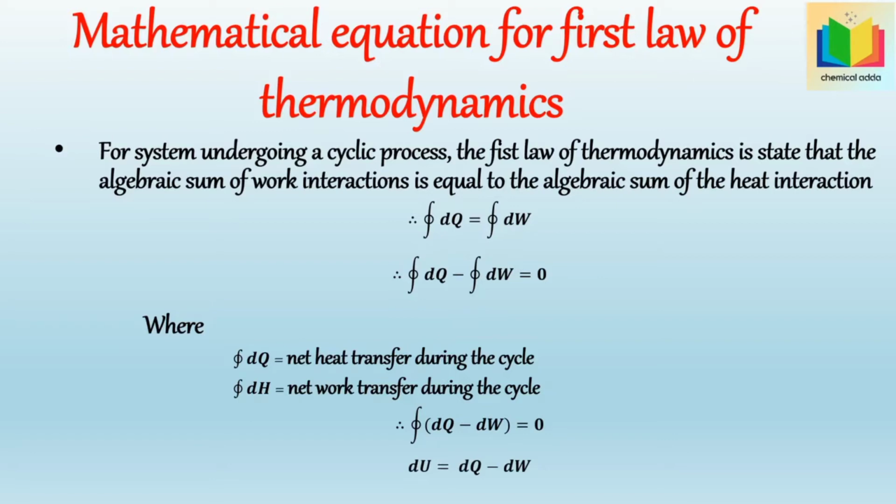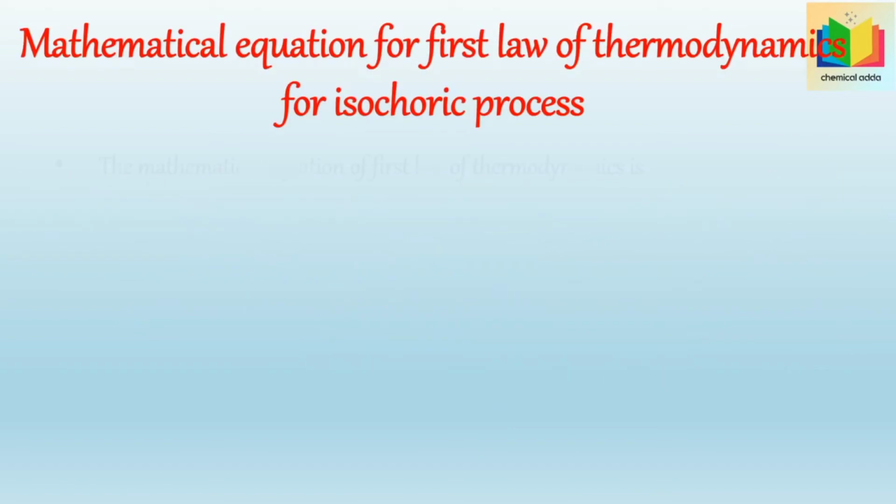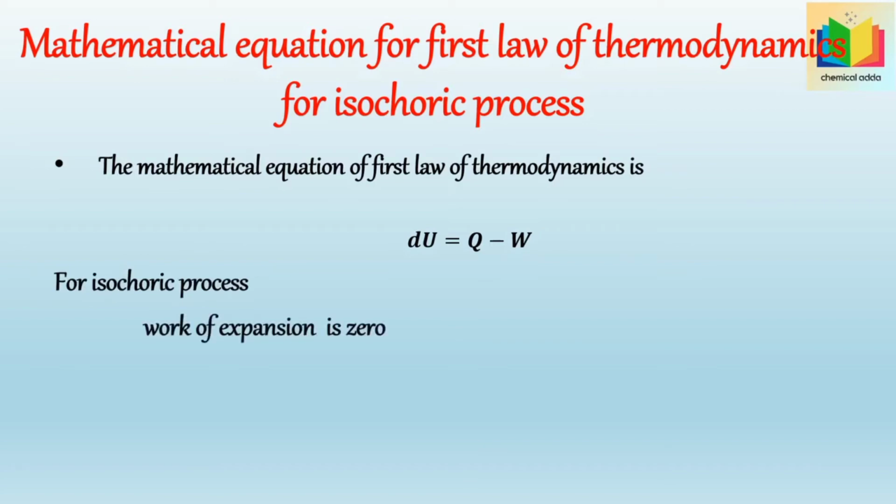Now, next question. What is the mathematical equation for the first law of thermodynamics for the isochoric process? As we know, the mathematical equation of the first law of thermodynamics is dU = Q - W. So for the isochoric process, work of expansion is 0. Hence W = 0. Hence the equation of the first law of thermodynamics for the isochoric process is dU = Q.